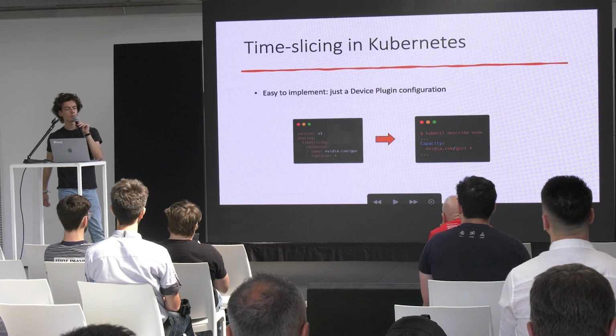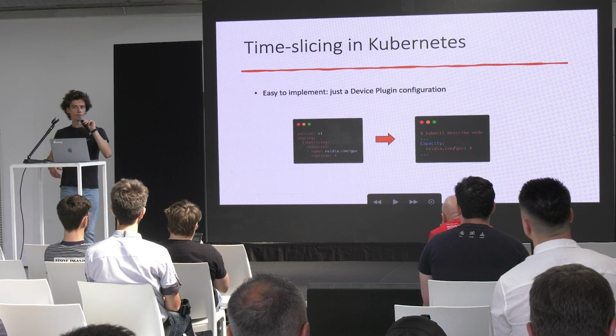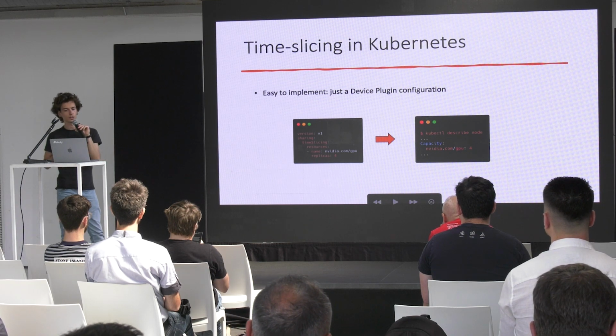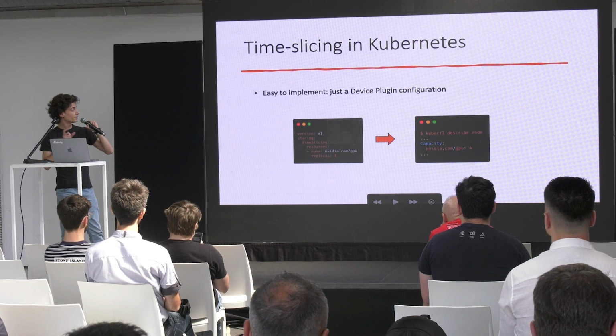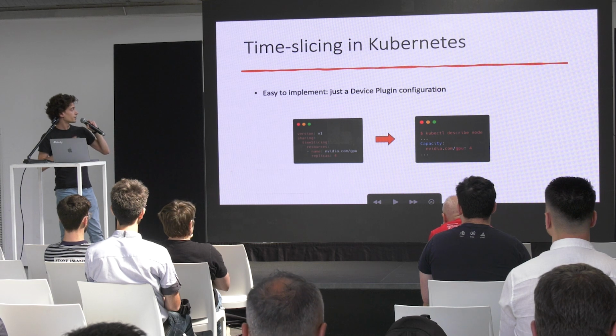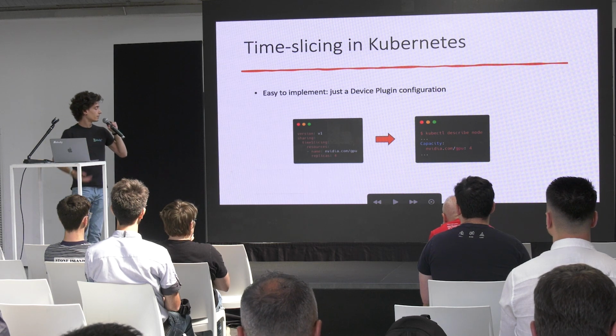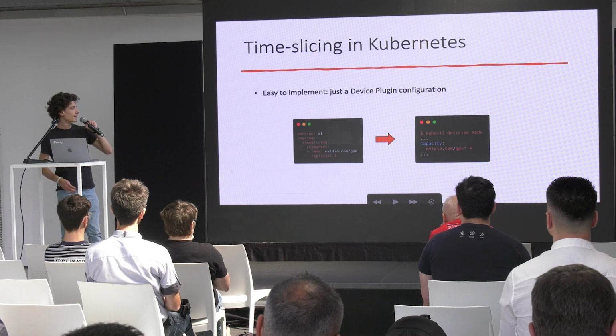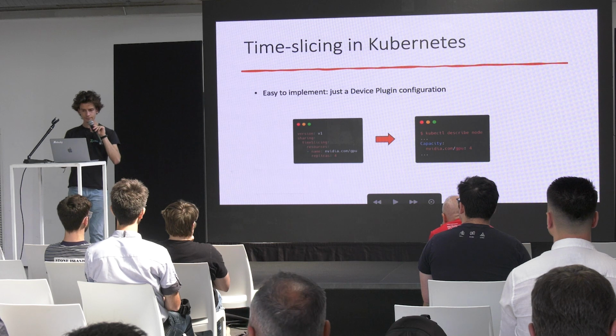Here you can see an example for time slicing. You have the NVIDIA device plugin running on the node, and you can configure it to expose every single physical GPU as 4 replicas, for instance. So if you use that configuration and then you describe your node, you will see that you will have 4 GPU resources instead of 1.